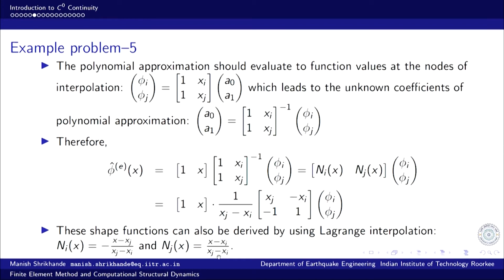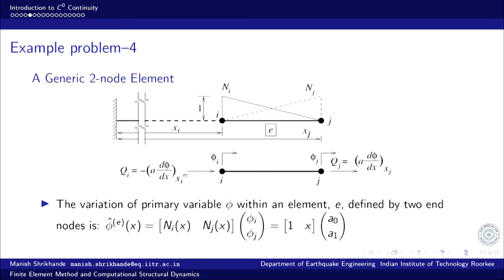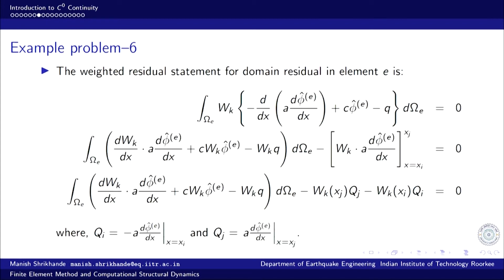We take care of these signs; this is important. If q i is positive, it is indicated in this direction. So, q i is actually minus of a times d phi by dx, and q j is equal to a times d phi by dx, and that is what is indicated here. That comes from evaluating these conditions, these weighting functions one after the other, substituting N i and N j for the weighting function. So, one of the terms will remain.